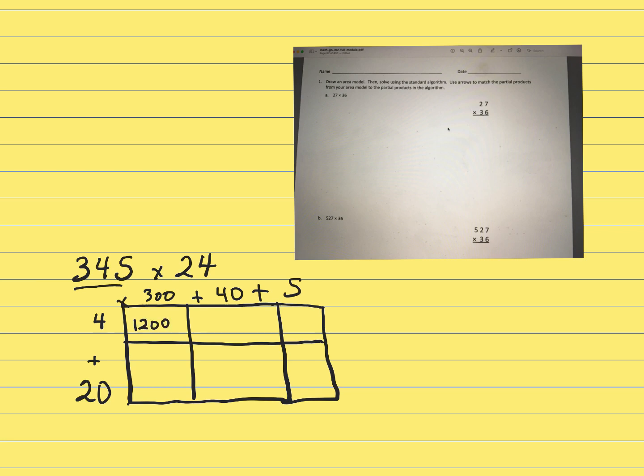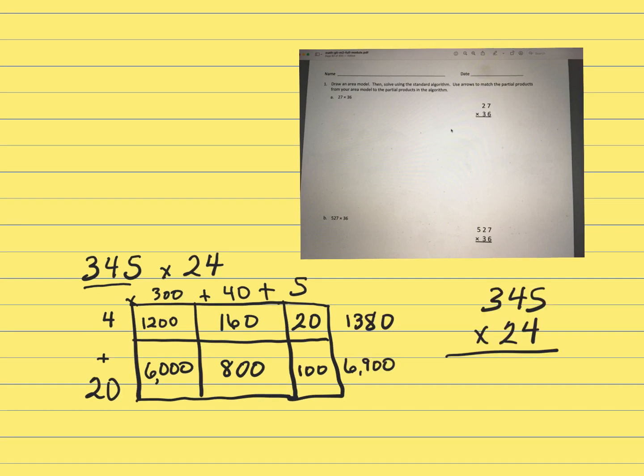Okay, so I'm going to do 4 times 300, 4 times 40, 4 times 5. Then I'm going to do 20 times 300, 20 times 40, and 20 times 5. Let's see if this works out so it can match with our partial products. Okay, so I'm going to add the top row and the bottom row, then I'm going to do the standard algorithm.